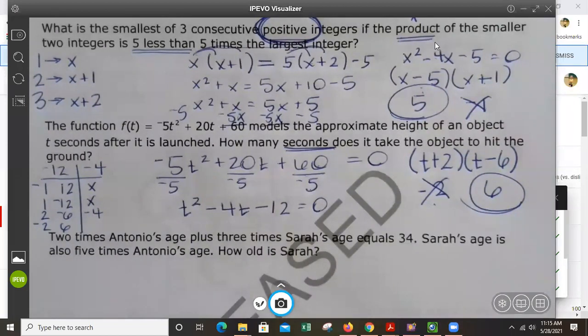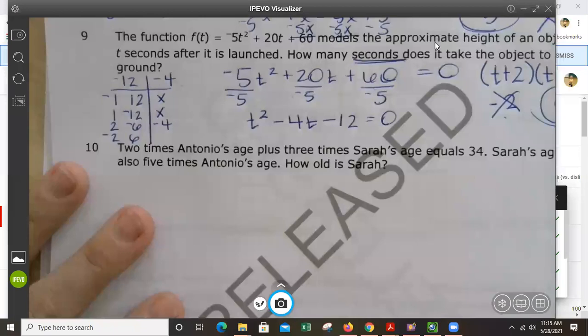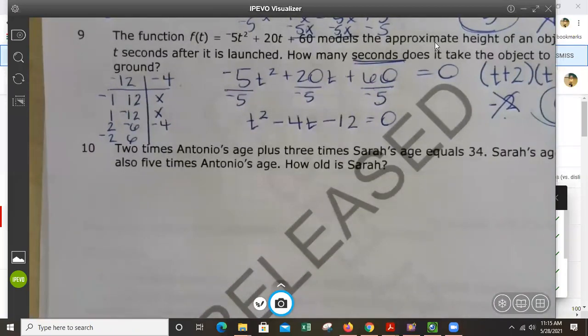All right. One more and we'll stop. I am going to talk to you about the test for just a minute, okay? But let's do number 10, talk to you about the test, and then we're done. 2 times Antonio's age plus 3 times Sarah's age equals 34. Sarah's age is also 5 times Antonio's age. How old is Sarah? This is the same as the candy bar problem, okay?